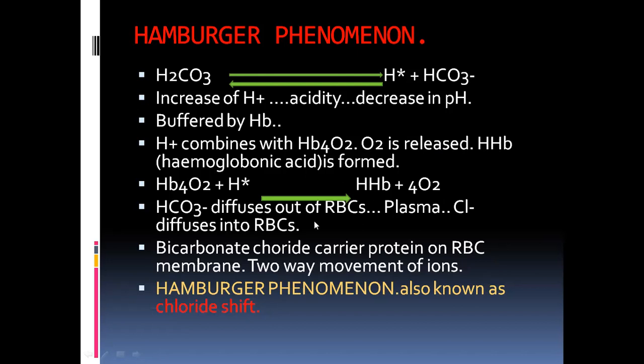The bicarbonate ion diffuses out of the RBC into the plasma, and chloride ion diffuses into the RBCs. The bicarbonate chloride carrier protein on the RBC, remember this name. This is the carrier protein which is going to give it a two-way passage. It is going to allow bicarbonate out and chloride in. And where is it present? It is present on the red blood cell membrane. It allows a two-way movement of ions. This whole phenomenon is known as the Hamburger phenomenon, and it is also known as the chloride shift.